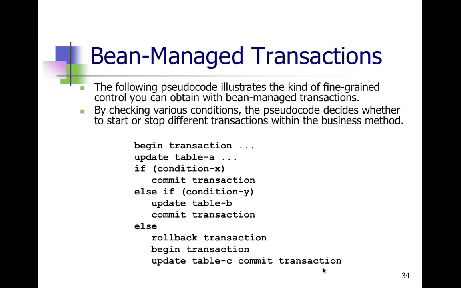So bean managed transactions: the following pseudocode illustrates the kind of fine-grained control that you can obtain with a bean managed transaction. By checking various different conditions, the pseudocode decides whether to stop or to start different transactions with business methods. So it's just an example: begin the transaction, update table A. If some condition exists, then commit the transaction. If not, don't do it. So what you're doing is creating these transaction objects to do checks. It's a way of cross-checking to make sure that updates have occurred correctly, failures did not occur.